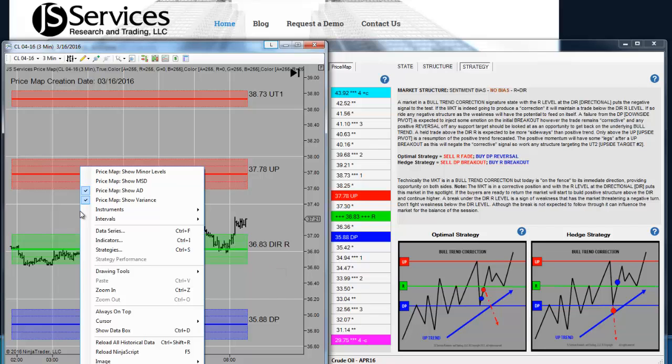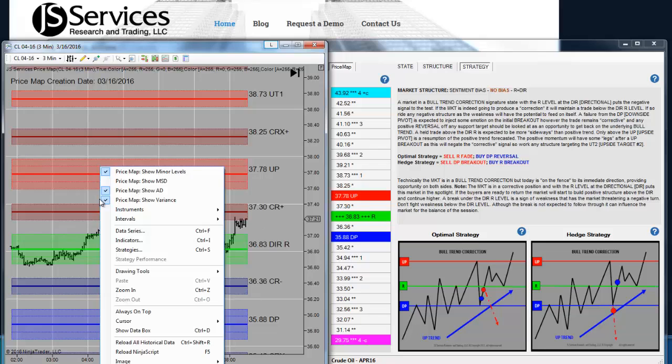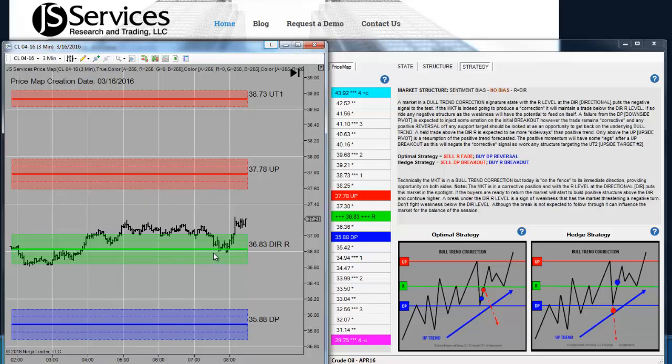And now I'm going to add in our minor levels. One thing that the price map does, it identifies the segment moves the market's trading in. So this is a one segment, 1 APMD, average price map distance. This would be a 2 segment move. Anytime we get a breakout signal, we're always looking for 2 segments. So our target would be 38.73.